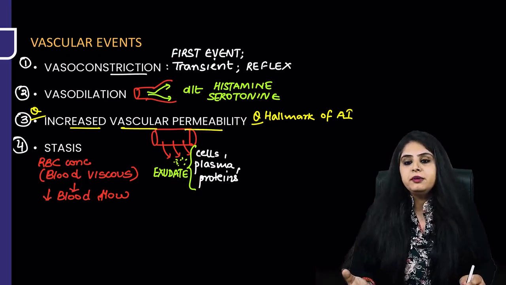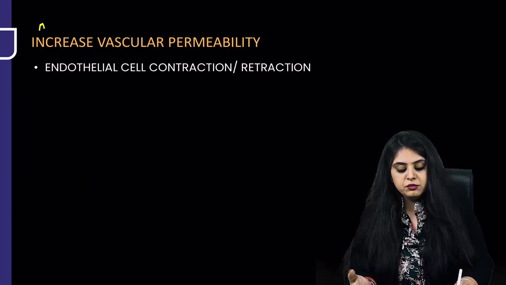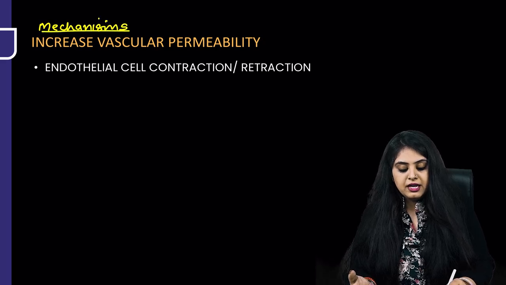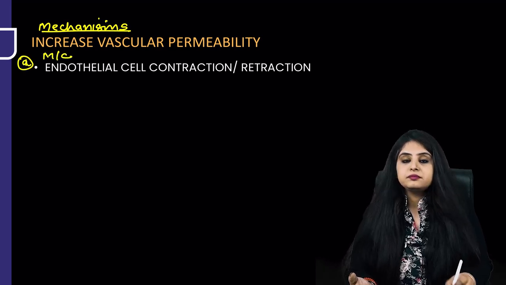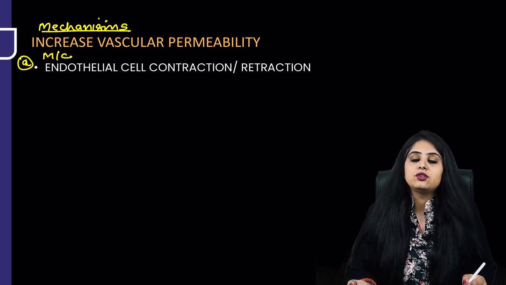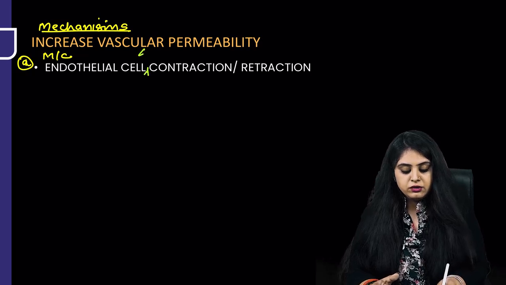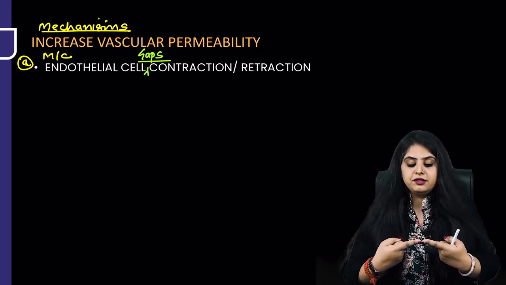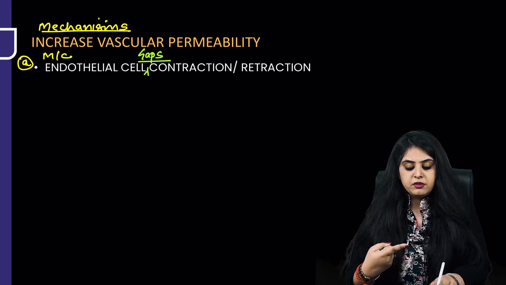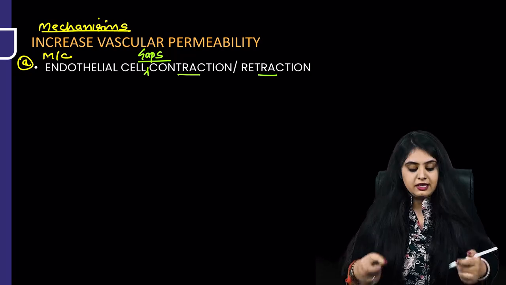How does the blood vessel become so permeable? So if someone asks you, what are the different mechanisms based on which the blood vessel is becoming permeable? The first one and the most important and the most common one is going to be endothelial cell contraction or retraction. Sounds a little difficult. I'll simplify it. There are endothelial cell gaps formed, which means if these are two endothelial cells, they will separate. Either they will separate by contraction or they will separate by retraction. Either way, there will be a gap created.